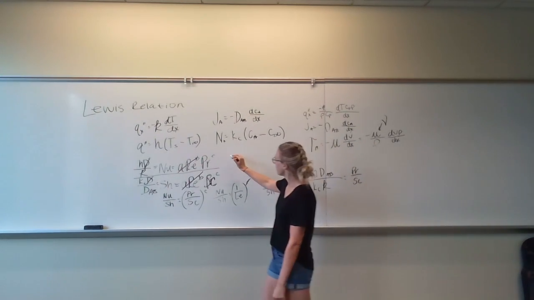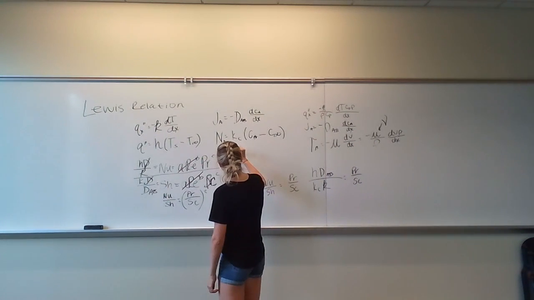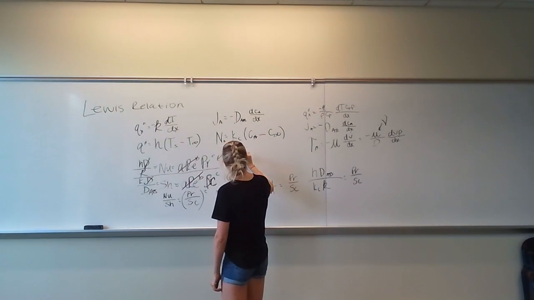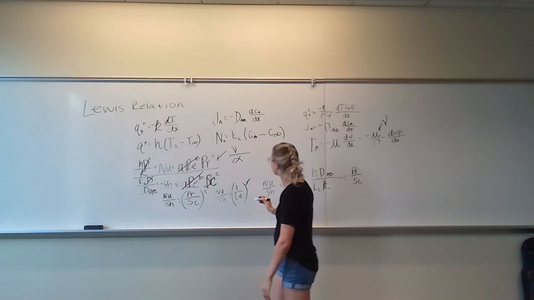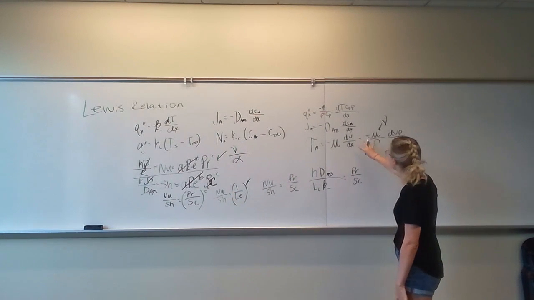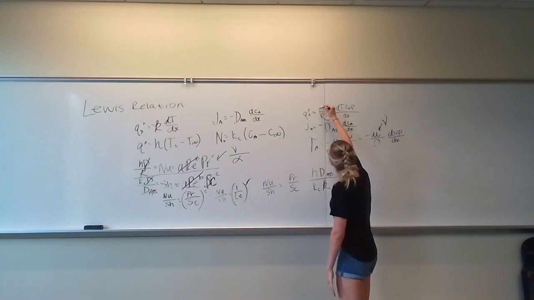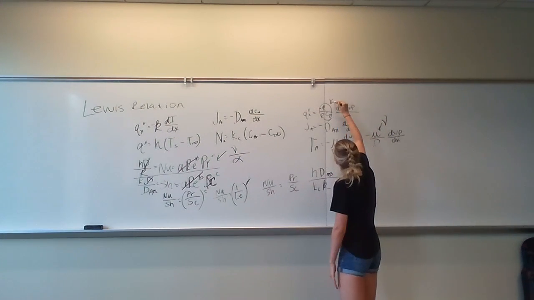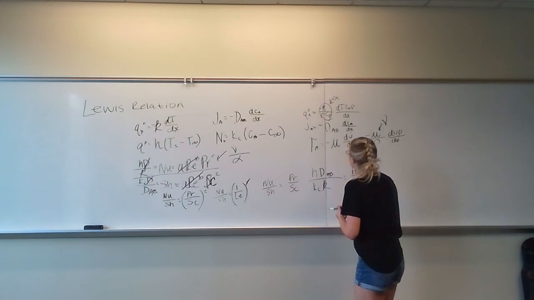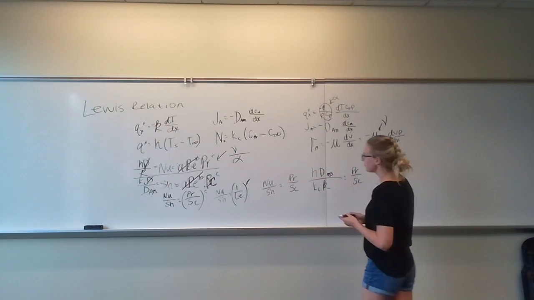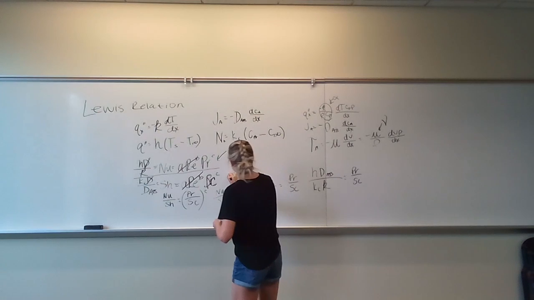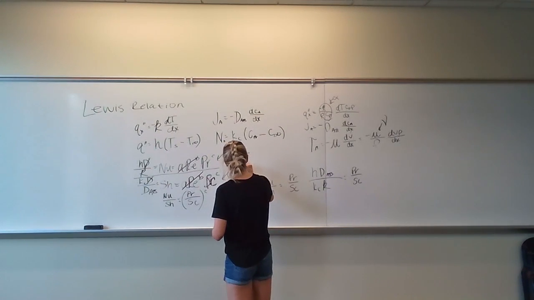Now, we know that the Prandtl number is equal to the kinematic viscosity over alpha, which is the thermal diffusivity, which is this value right here, K over Cp. This is alpha, which is the thermal diffusivity. And then the Schmidt number is equal to the kinematic viscosity over the diffusion coefficient dAB.